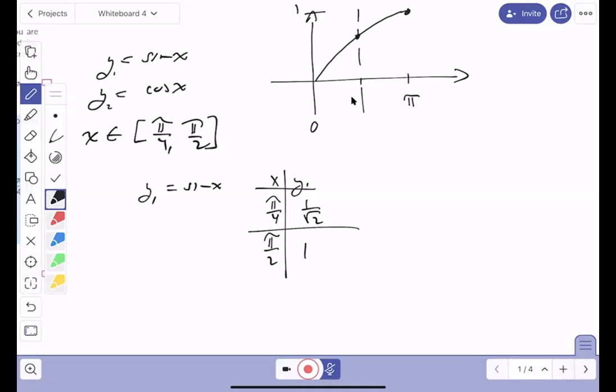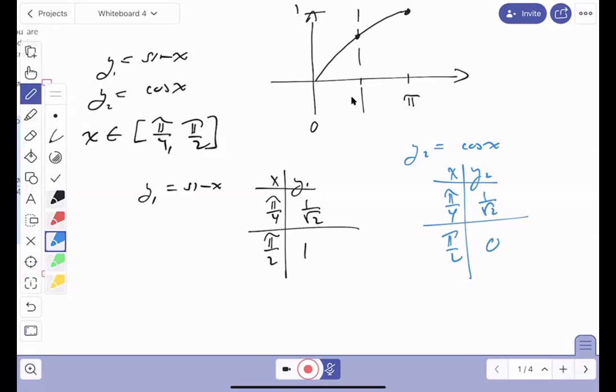All right. Now let me do the other curve. I'll do that in blue, and that'll be y2. That'll be cosine of x. Again, I'm just trying to visualize. There's going to be x and y2. And I'm still going to just start at pi over 4, and I'm going to stop at pi over 2. Well, this would be 1 over root 2. And what's this going to be? 0. So I've got an idea what this one looks like. It looks like this over here.